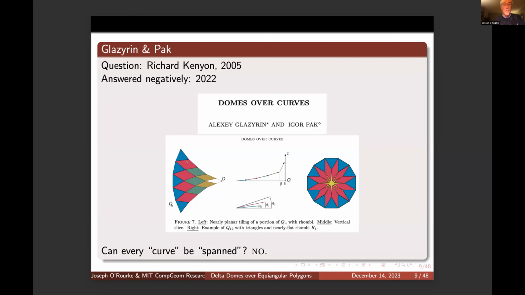The question that Kenyon proposed was, can every curve be spanned? And the negative answer is no, which is what Glazyrin and Pak proved. So I'm going to explain what they mean by a curve and what they mean by spanned, and contrast it with what we're doing.